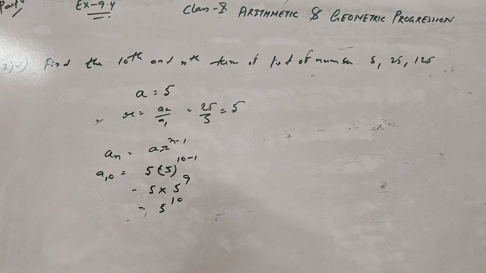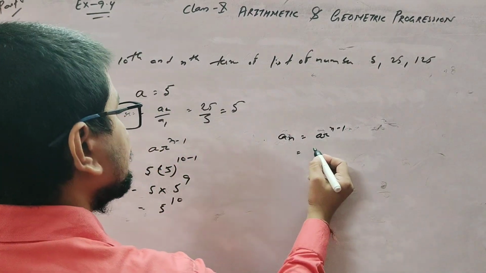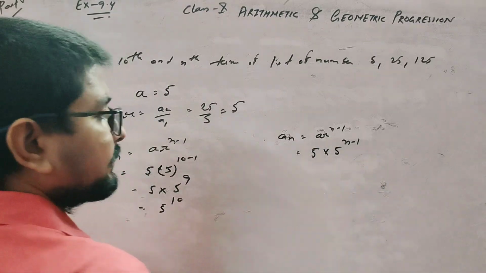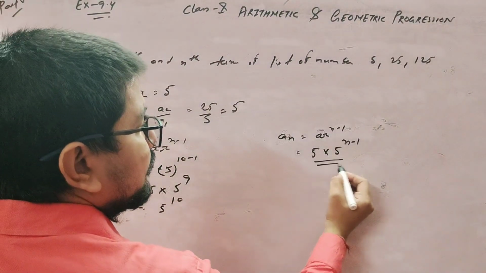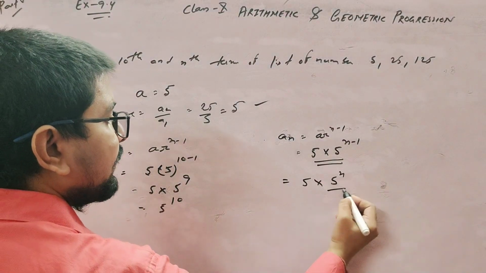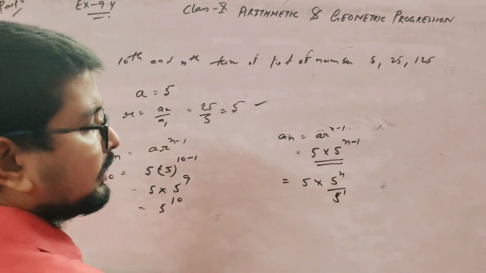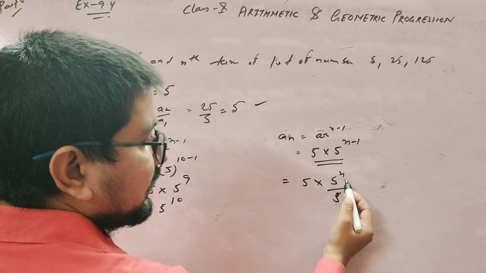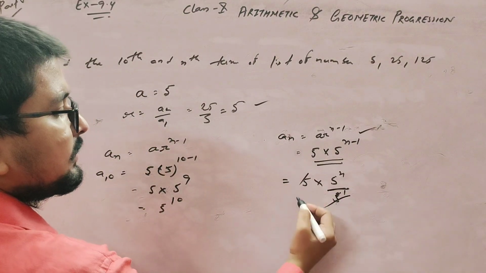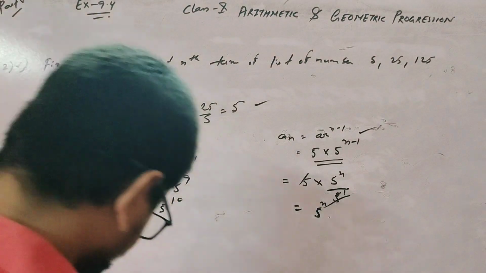Okay, now the nth term, so a r^(n-1). In place of a we write 5, in place of r we write 5, n minus 1. r is also 5. So 5 into 5^(n-1), because we know the indices rule, when the same base with different powers is divided, we subtract the powers. So this cancels, and the nth term is 5 to the power n. Okay, note.